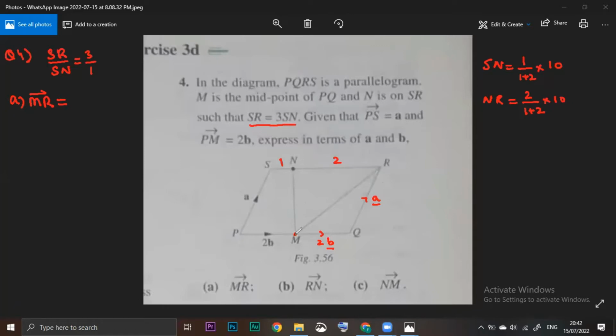First of all, I will move along MQ and then from Q to R. R is my destination and M is the starting point. Now the components of MR are MQ plus QR. MQ is equal to 2B.